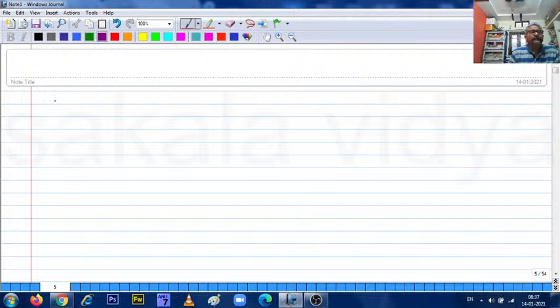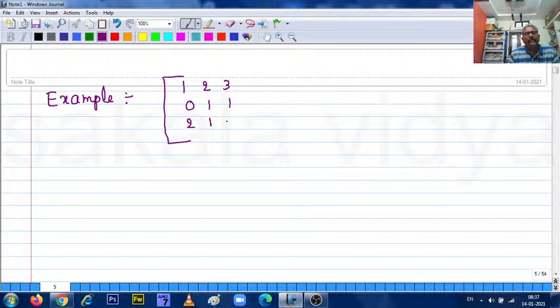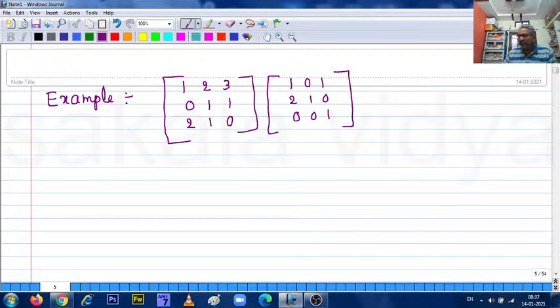Now example. So product of 3 by 3 matrices 1, 2, 3, 0, 1, 1, 2, 1, 0 multiplied with 1, 0, 1, 2, 1, 0, 0, 0, 1. So if you want to multiply these two matrices, how could you multiply? Let us see how to multiply. First, you take R1, this is called row 1, multiply with this column 1.